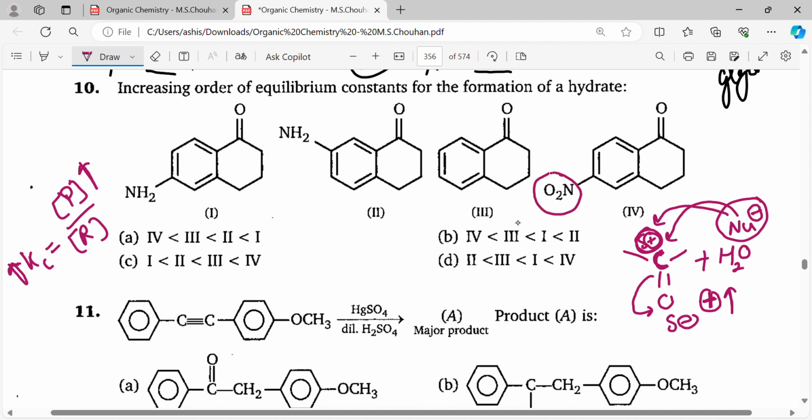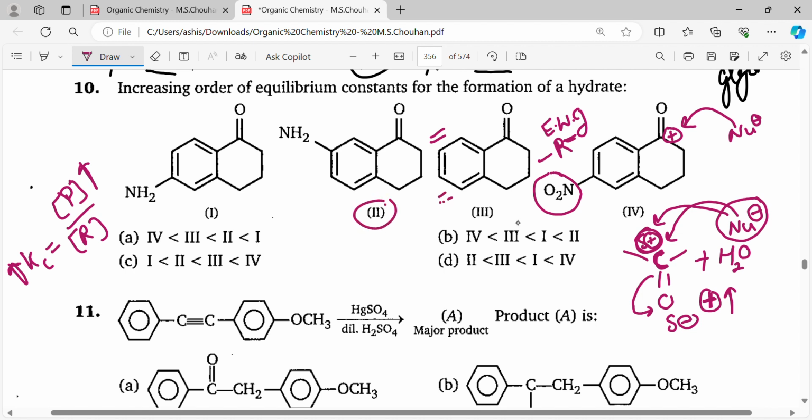So what are the factors? Suppose an NO2 group is present, and we all know the NO2 group shows a minus R effect, so it is an electron withdrawing group. Hence it will increase the positive charge on this carbonyl carbon. So when the positive charge on the carbonyl carbon increases, the nucleophile will attack faster. So the rate of hydrate formation will increase, hence the equilibrium constant value will also increase.